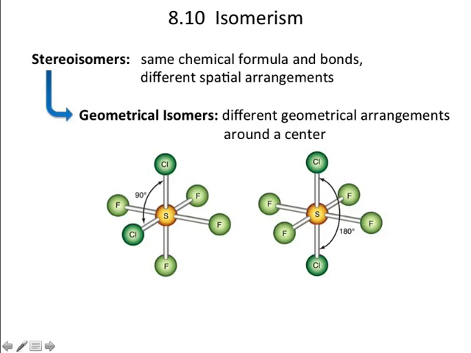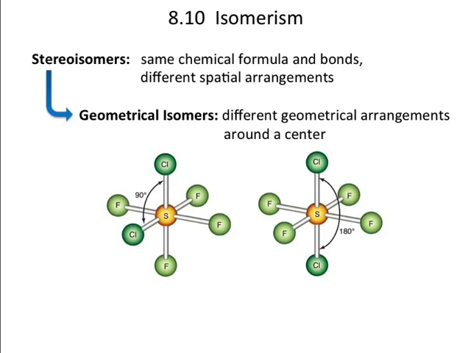We will, however, name geometrical isomers, so let's talk about that. Geometrical isomers are in the stereoisomers category, the other side of that flowchart, where there's the same chemical formula and bonds, but yet different spatial arrangements. So geometric isomers have different geometrical arrangements around the center. Our opening example showed us this.